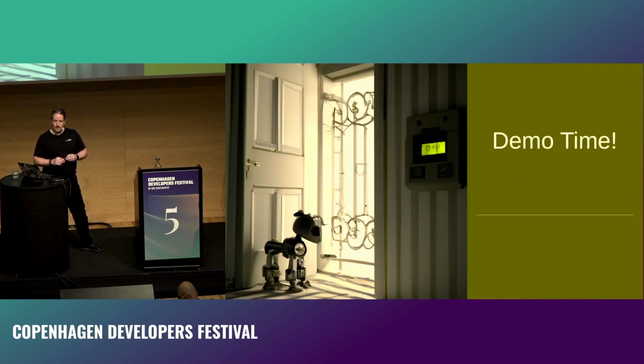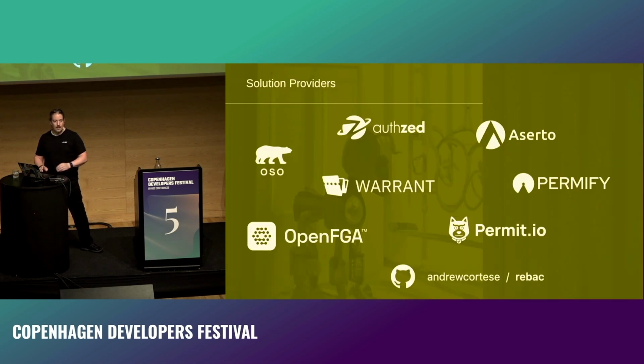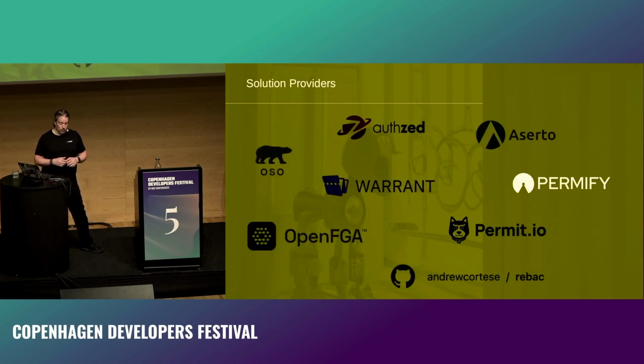So with that, let's go and have a look at the demo. I've got a slide with a list of a whole lot of different providers. There's a few slides here, let me just scroll back to the bottom. There are a number of different providers out there who offer ReBAC-based solutions. This is just a small selection of those. I'm using Permify for this demo. I've tried Permit. They're pretty good.